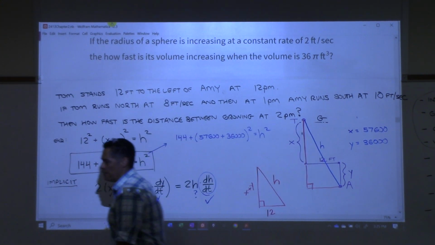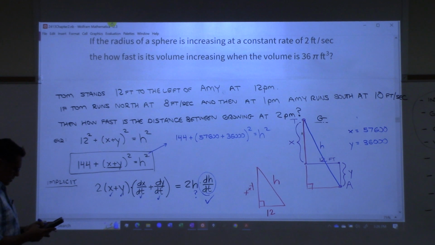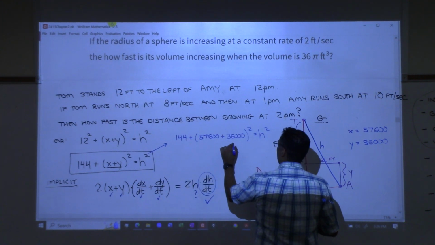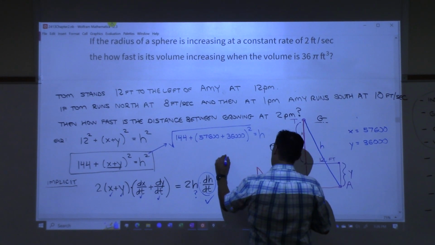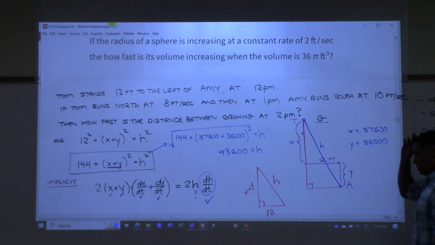And now I need my calculator for that. It's what? It's a lot. Did you take the square root yet? Take the square root. Yeah, it's still a big number. So let me do it. Let's see, 144 plus parentheses. Yeah, big number. Take the square root. All right, so once I do that, I take the square root on both sides to get h, right? And I get 93,600, yes? Nice. So I know what h is.